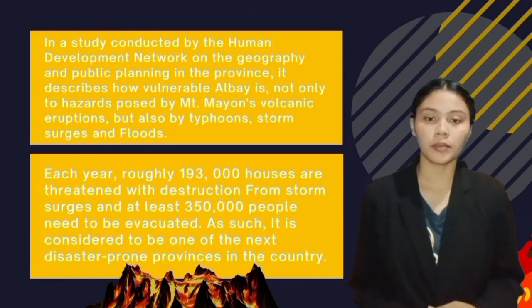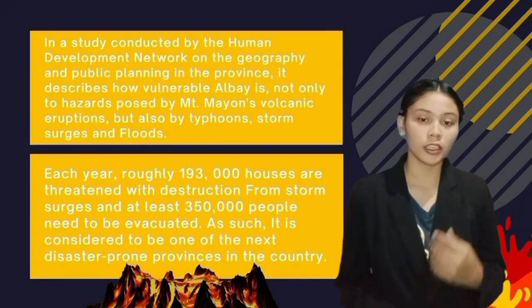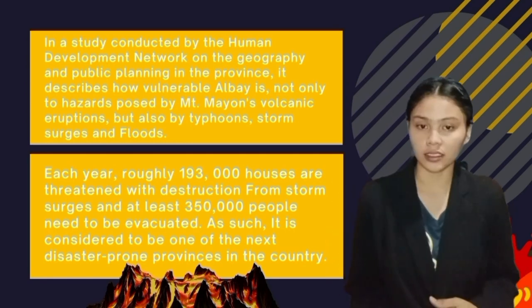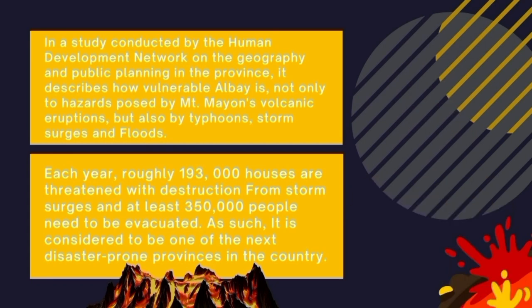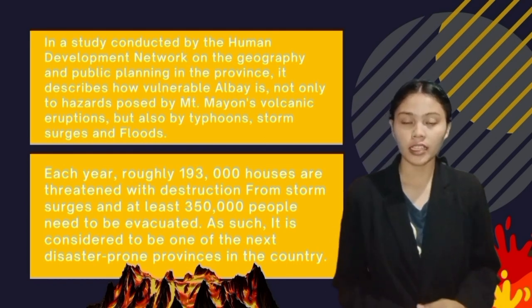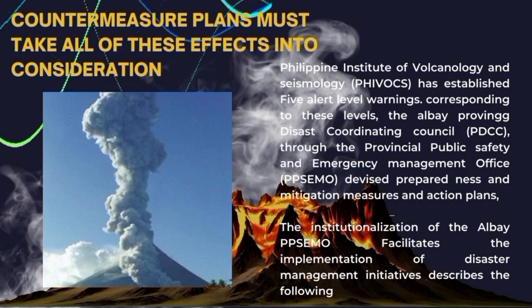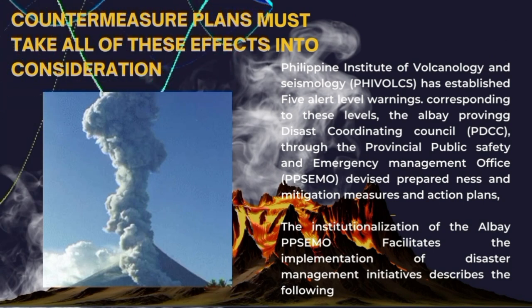In a study conducted by the Human Development Network on the geography and public planning in the province, it describes how vulnerable Albay is, not only to hazards posed by Mount Mayon's volcanic eruptions, but also by storm surges, typhoons, and floods. Each year, roughly 193,000 houses are threatened with destruction from storm surges, and at least 350,000 people need to be evacuated. As such, it is considered to be one of the most disaster-prone provinces in the country. Countermeasure plans must take all of these effects into consideration.